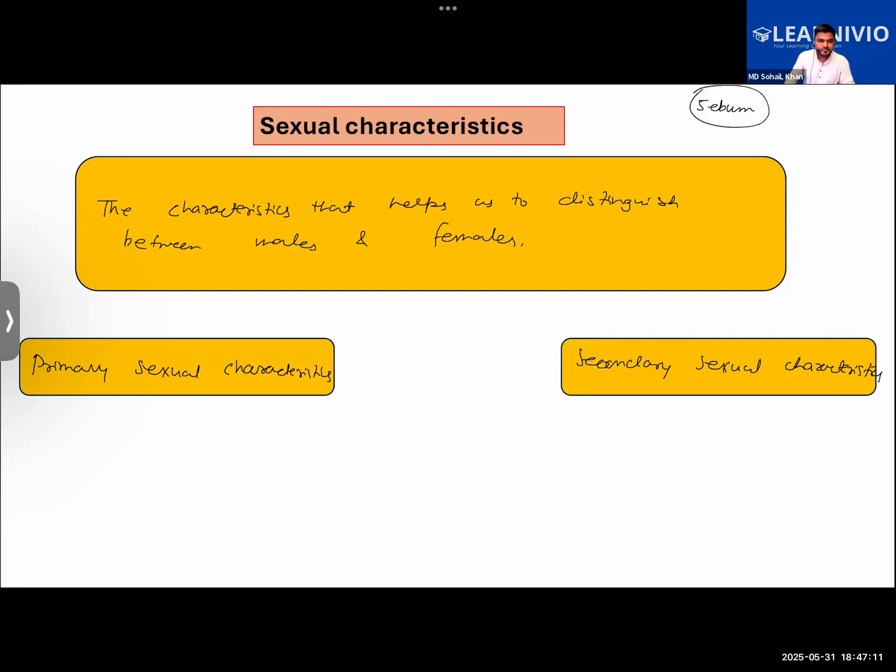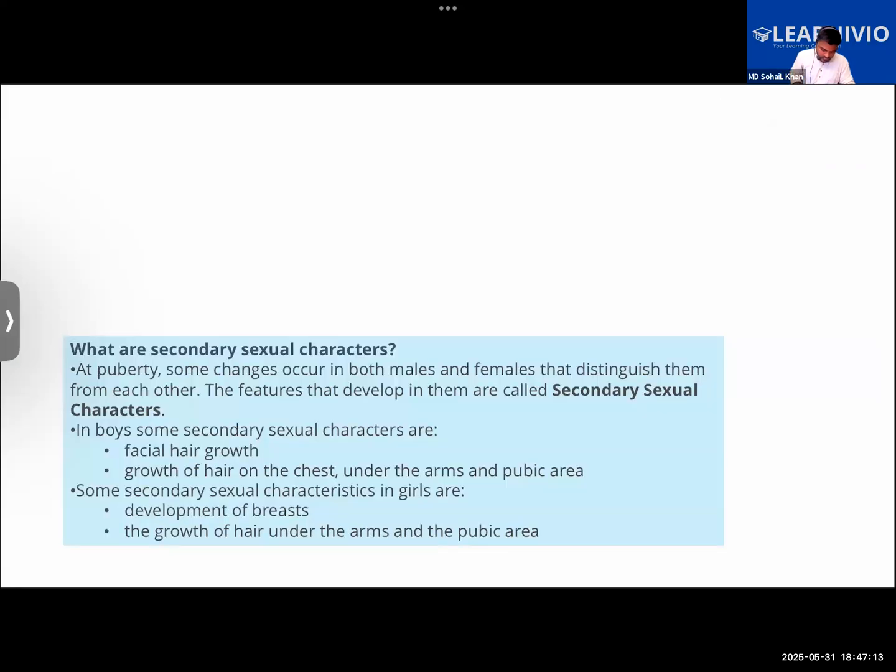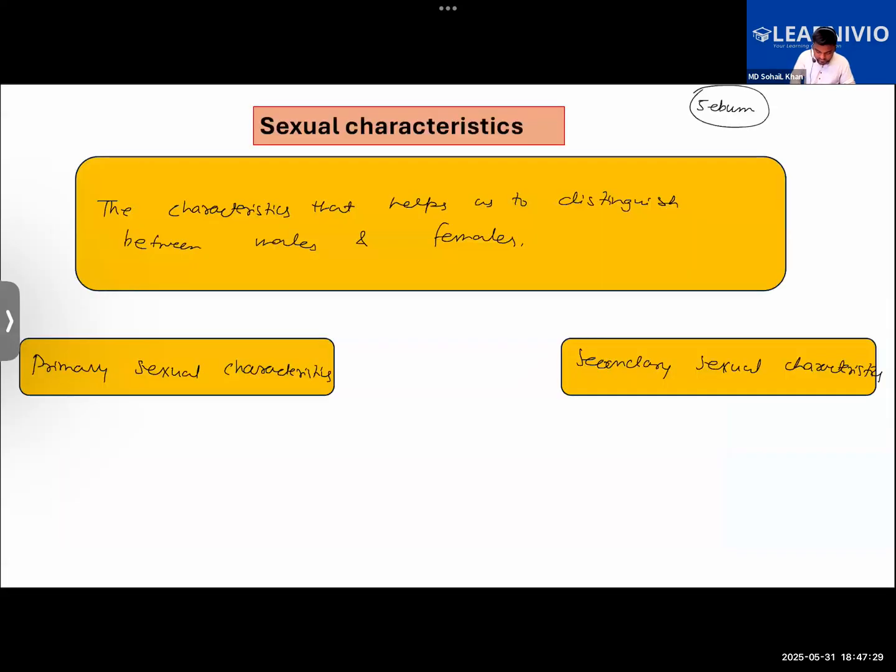Okay. Yes, sir. So that is about the secondary sexual characteristics. Those features help us in distinguishing male and the female. And these are not present since birth, not present at the time of birth. They develop as they grow older.